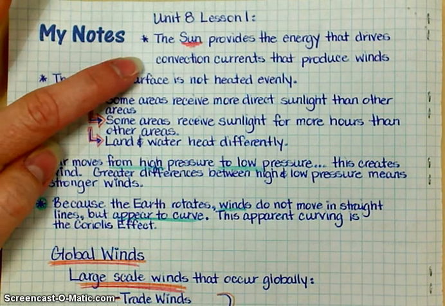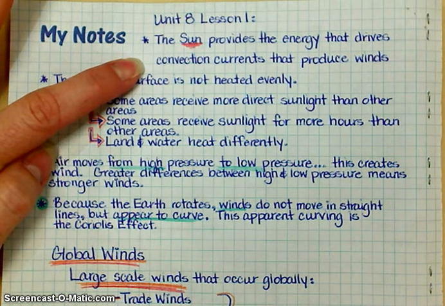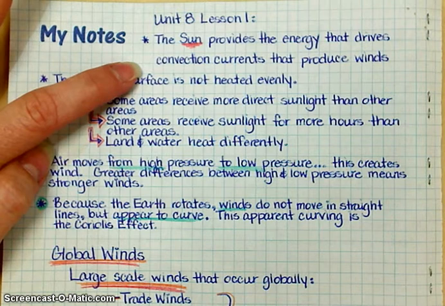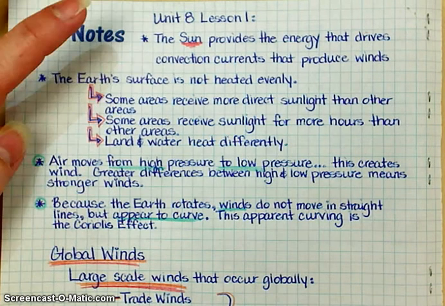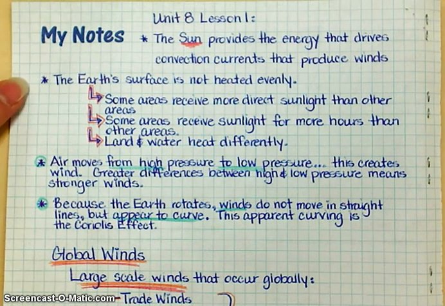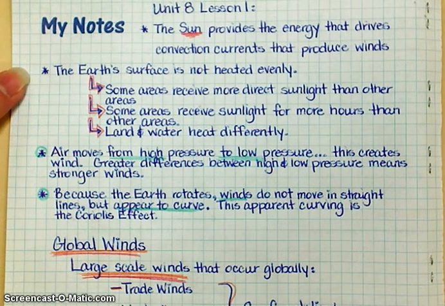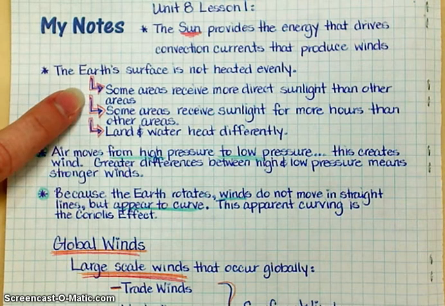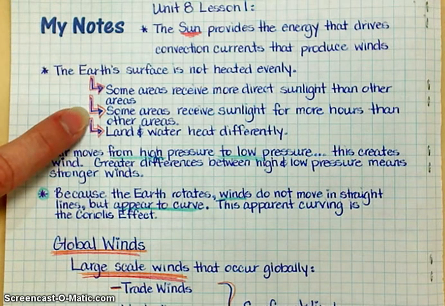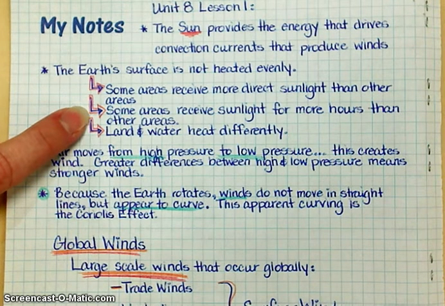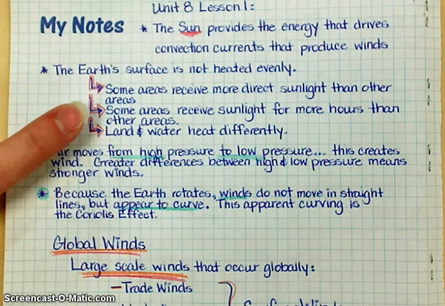Okay, so first of all, big, very important concept. It's the sun that provides the energy that drives convection currents that produce winds. The sun does not heat the surface of the earth evenly. It's not the sun's fault, it's the earth's fault, okay? Because since the Earth's axis is tilted, there are some areas that receive more direct sunlight than other areas, and because of the tilt of the axis, there are some areas that receive sunlight for longer periods of time, longer days and shorter nights, okay? Of course, those things change as the seasons change.